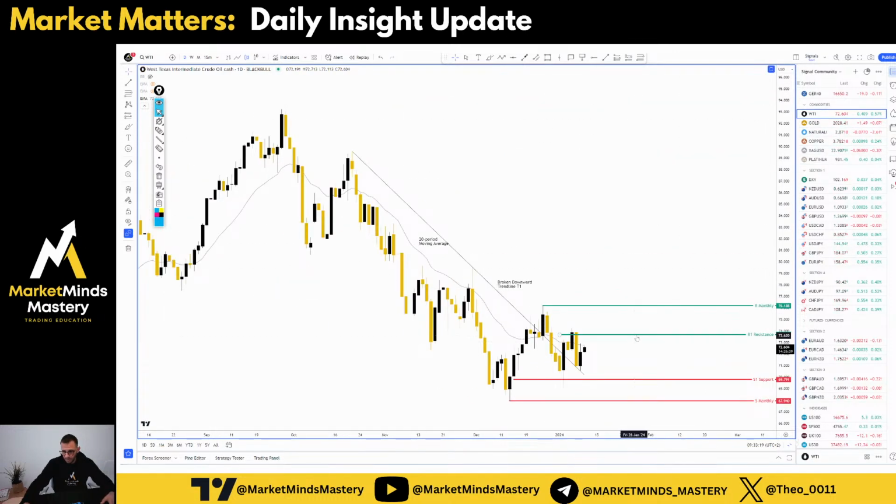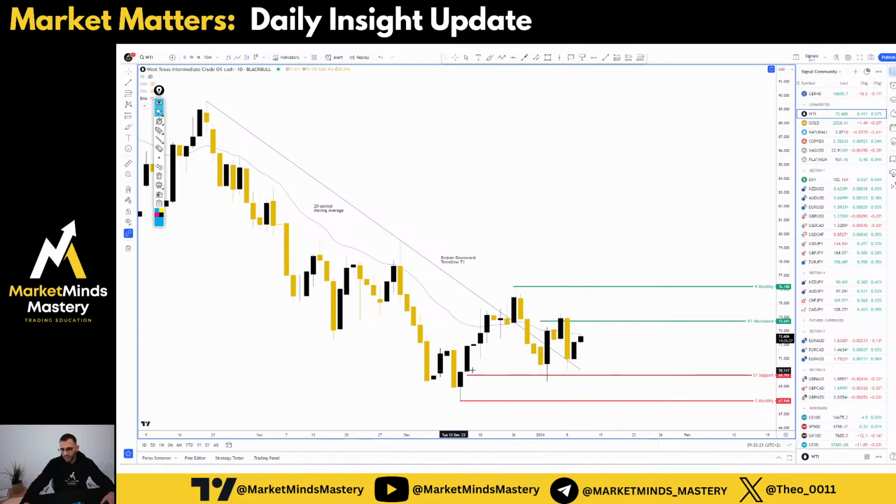WTI: we were expecting the price to find support after this bullish engulfing and push higher. It came all the way back, retested, and now it's trying to push higher. It traded below the 20-period moving average. We don't know what's going to happen and what the market will really decide to do.